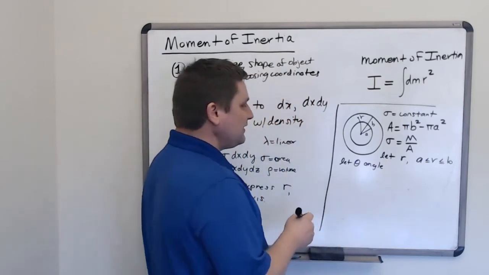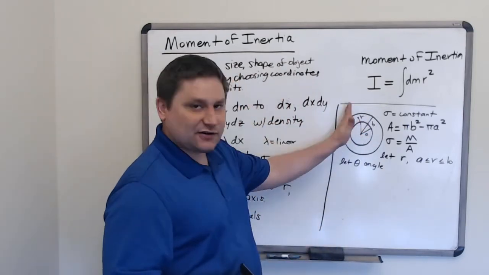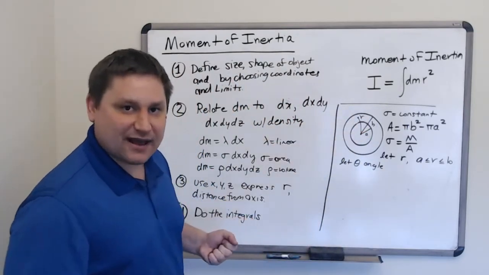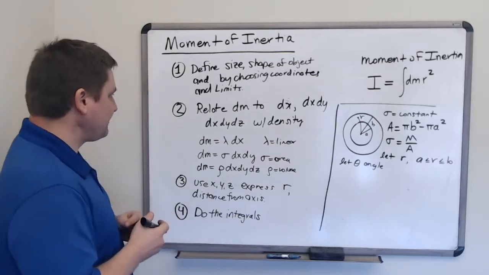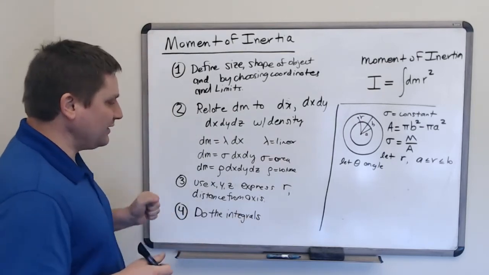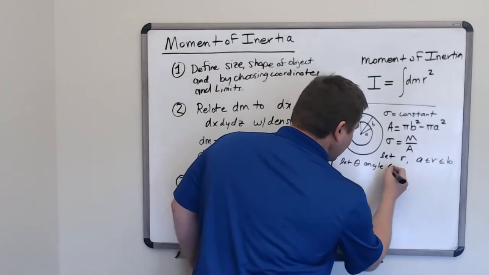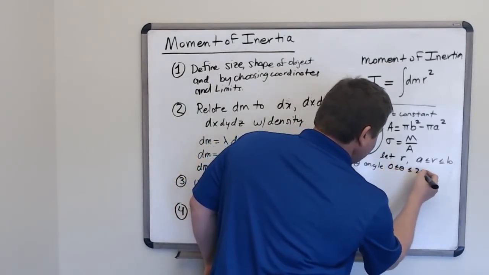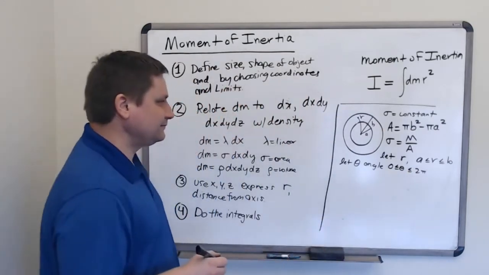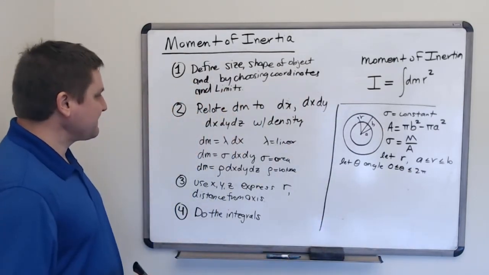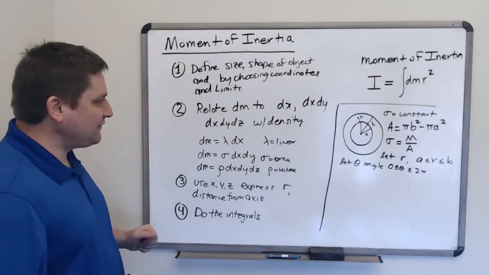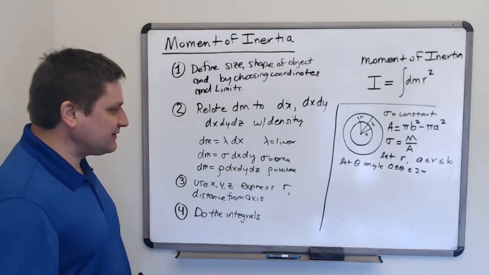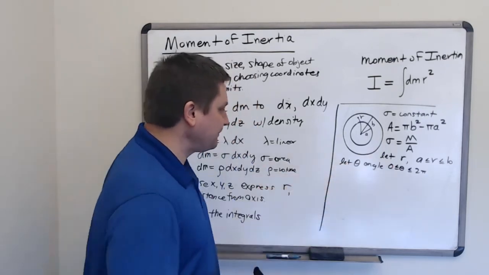And we'll let theta describe the angle in this coordinate system that locates the bit of mass in the annulus. So that's step one. The angle will be able to go between 0 and 2 pi. Now step two, I have to relate a small bit of mass to these coordinates.